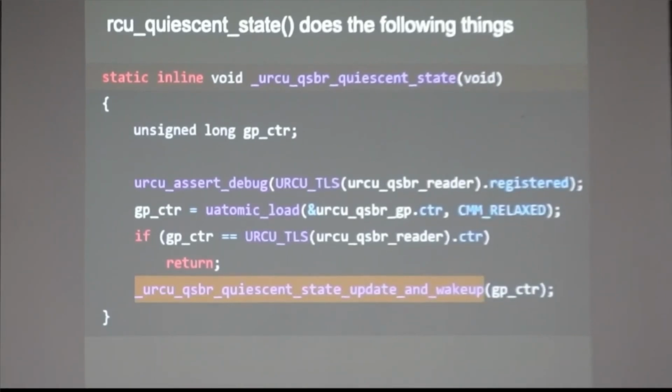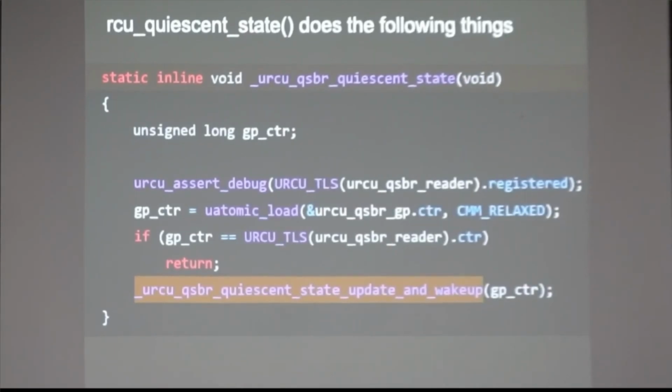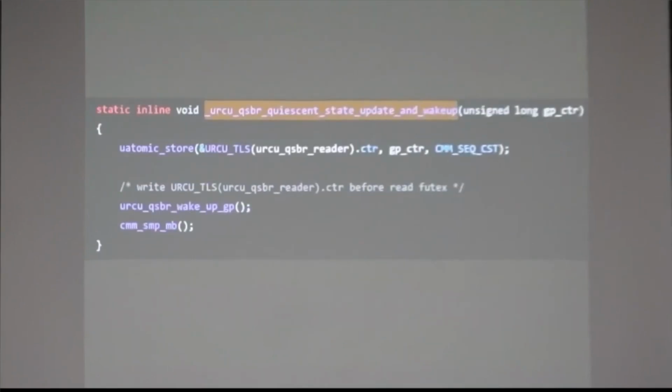If the counters already match, there's nothing to do. Otherwise, it invokes another function. The function simply writes the global counter value into the reader's local counter. It also calls some functions with specific parameters to handle memory modeling issues.